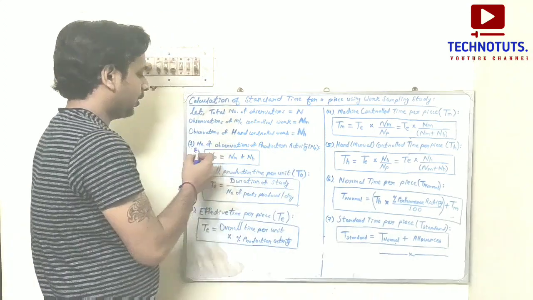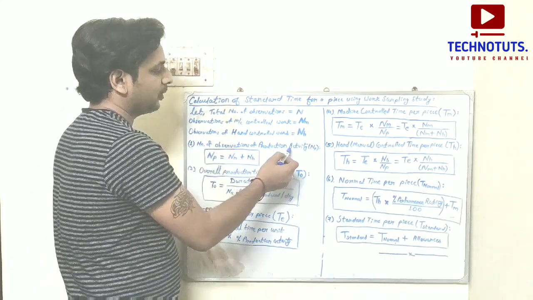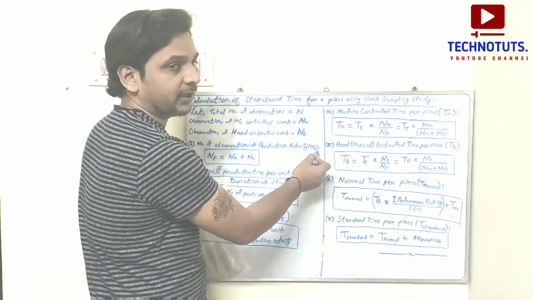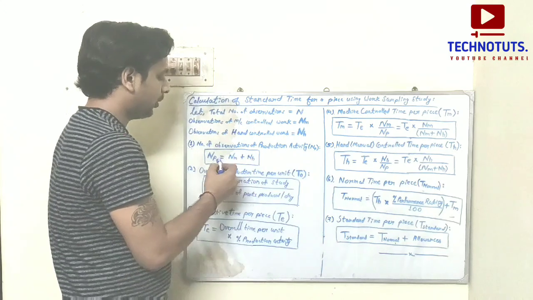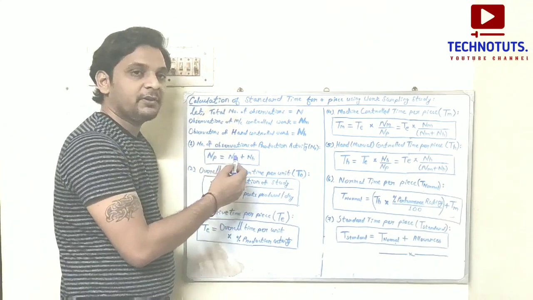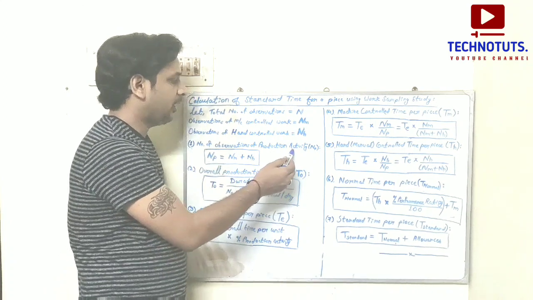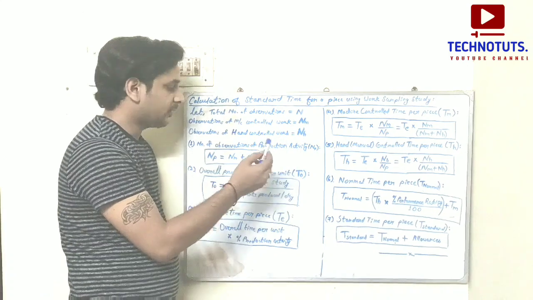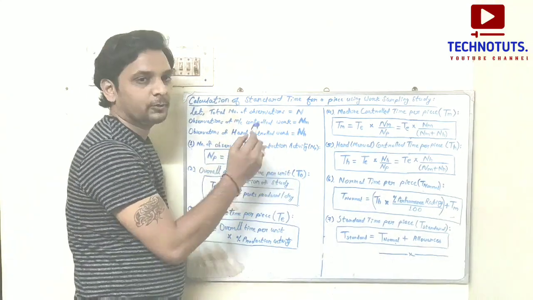Now let us find out the number of observations of production activity. So the number of observations of production activity is given by np, which is equal to nm plus nh. That means number of observations of production activity is equal to observations of machine controlled work plus observations of hand controlled work.